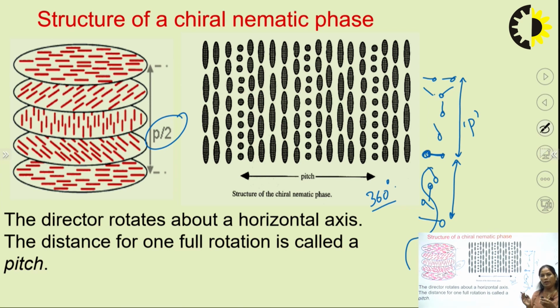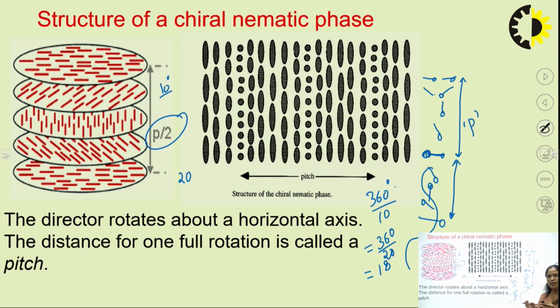So the number of layers arranged to form a chiral nematic liquid crystal is different. If the second layer is tilted by 10 degrees, you can see 360 divided by 10, a total of 36 layers are arranged to obtain the similar appearance. And if the second layer is tilted by 20 degrees, you can observe 360 divided by 20 is equal to 18. A total of 18 layers are arranged to get the similar appearance.